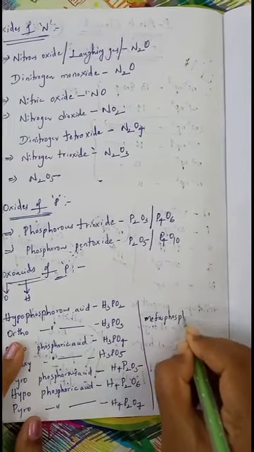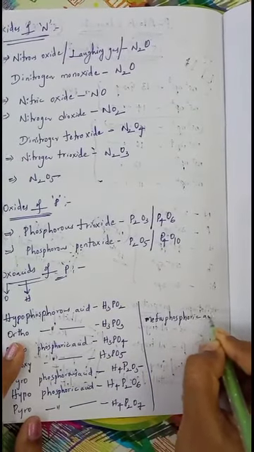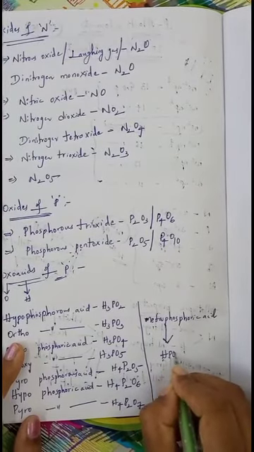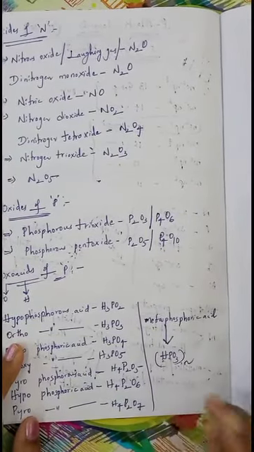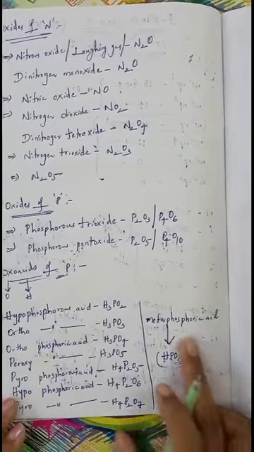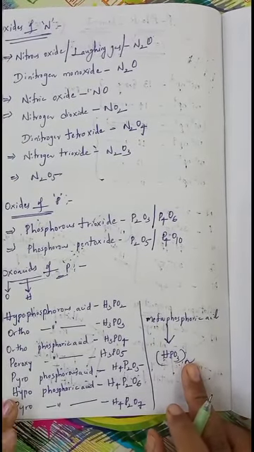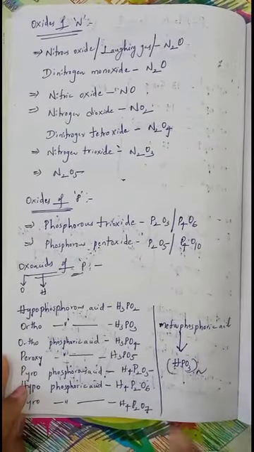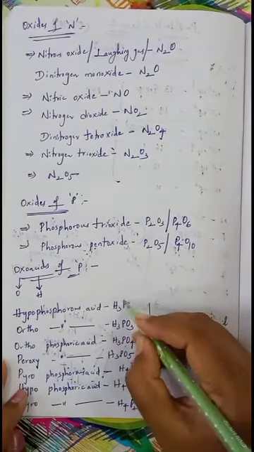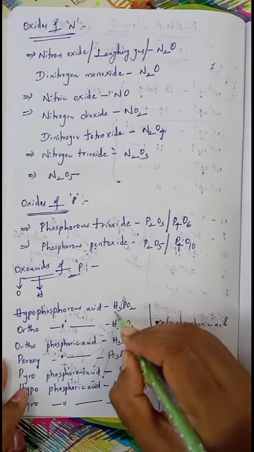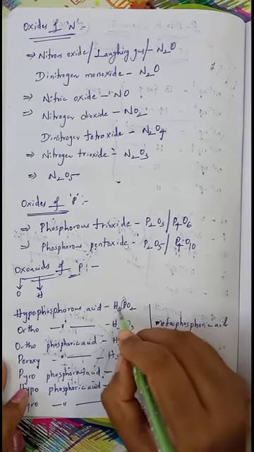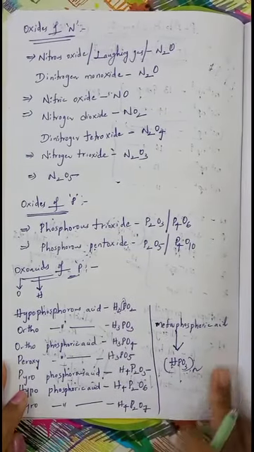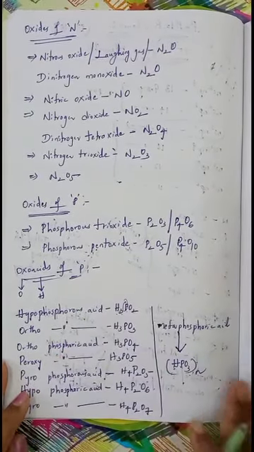Okay. Next one, this is the last oxo acid, that is metaphosphoric acid. So the metaphosphoric acid formula is (HPO3)n. That means this formula is repeated n times. So these are the oxo acids of phosphorus. You can observe that in all these oxo acids the central atom is phosphorus. Along with phosphorus, what are the two elements existing? Oxygen and hydrogen. Phosphorus existing along with oxygen and hydrogen, all those are said to be oxo acids of phosphorus.